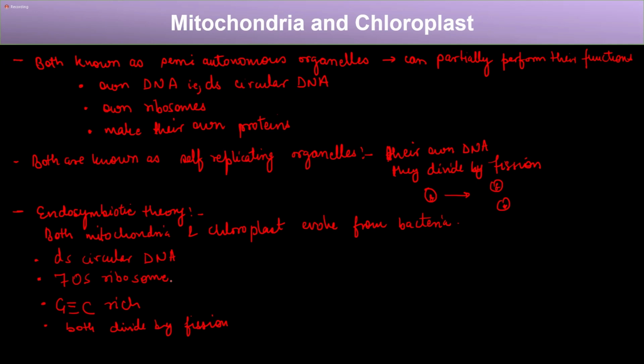Okay. So this is what we saw as the similarity between mitochondria and chloroplast. Now the next thing that we will study is ribosomes. So what are ribosomes?